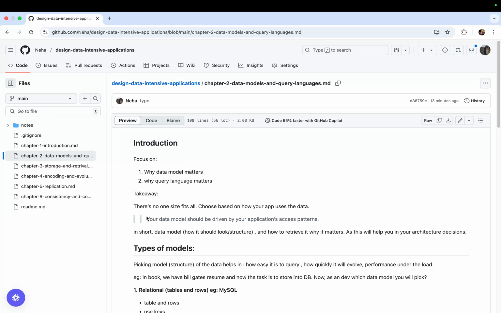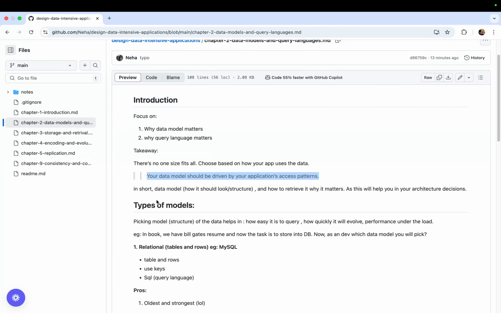So from this book, this is the quote, I actually loved it: your data model should be driven by your application's access pattern. So please remember this. So in short, data model should be how it should look structured and how it is retrieved matters, because it is going to help you with your architectural decision. So why it matters, we will learn now.